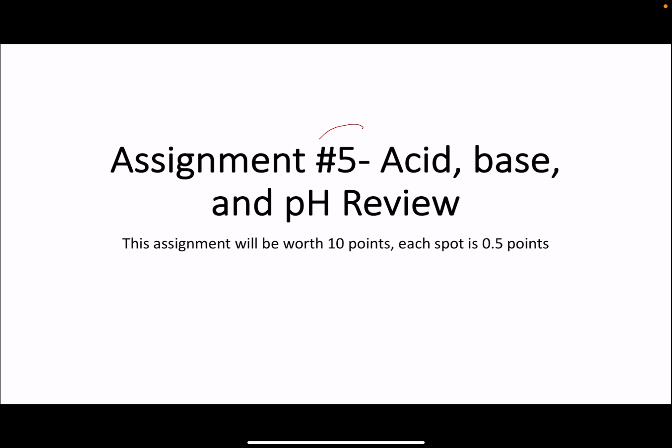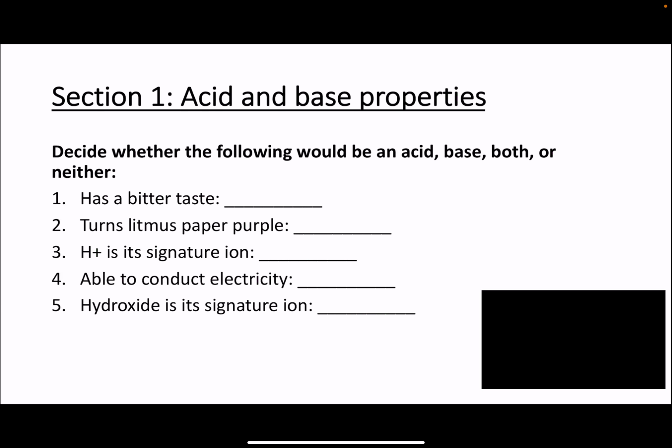Okay, in this video, we're going through assignment number 5 that reviews acid base and pH. It's worth 10 points and each spot's a half a point. So the first part is that we're looking at acid and base properties. So decide whether it be an A for an acid, a B for a base, both or neither.